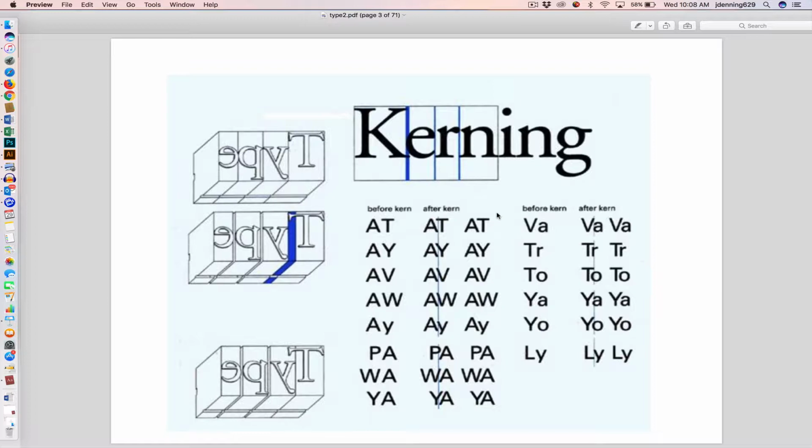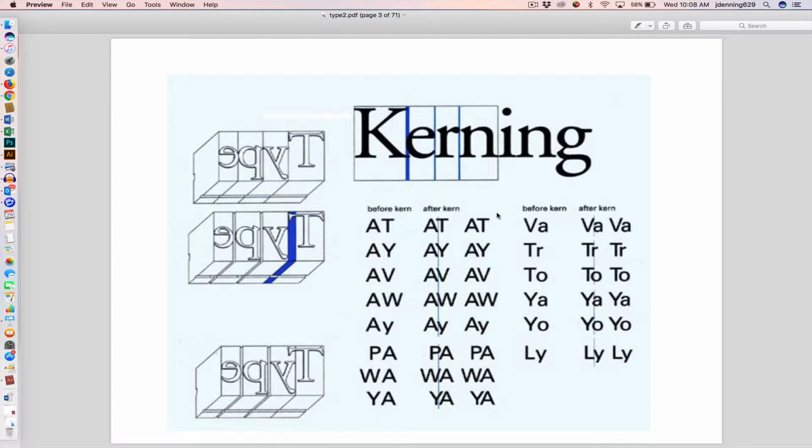And a lot of times we assume that the software that we're using is going to kern and lead right, but it doesn't. And so you always have to look at your spacing and then adjust, even when you're working in a software program like Illustrator. It doesn't naturally lead or kern correctly, so it's up to the designer to make sure that it looks right. If it's too loose, it'll be hard to read, and if it's too tight, it'll be hard to read. So you want to get that perfect balance most of the time.